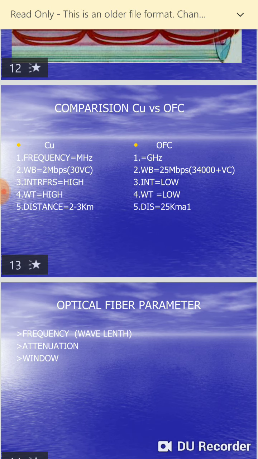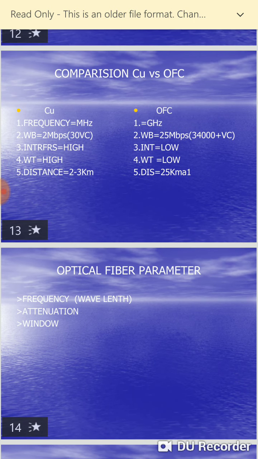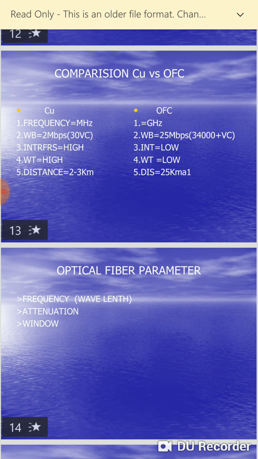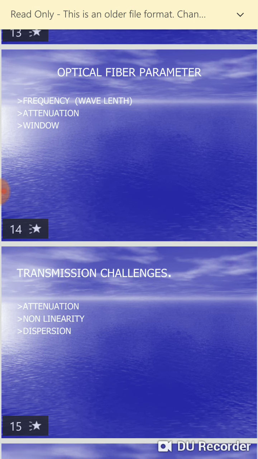Then optical fiber parameters we will consider. First is frequency. So frequency is nothing but we are going to study it in terms of wavelength, because as in electrical signal wave frequency is important, similarly in case of optical signal the wavelength of the light is important. Then the next parameter we are going to consider is attenuation, and third is window, that is the range of the wavelength in which the light is going to operate.